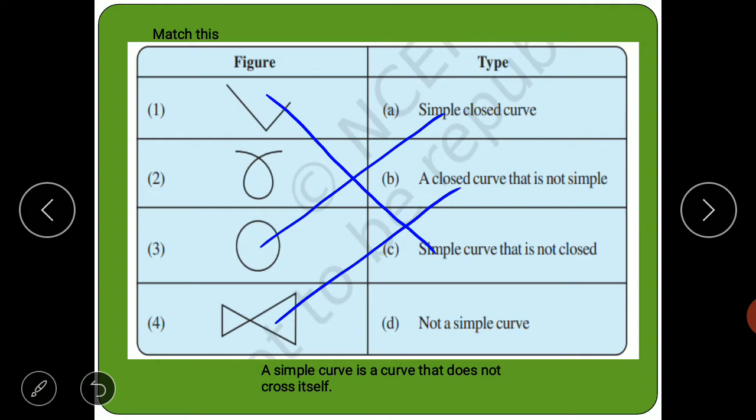Is it or not? It's an open curve and not a simple curve. This is not a simple curve because it is crossing, you can see that intersecting, so not a simple curve. So finally we conclude, a simple curve is a curve that does not cross itself. Simple curve means what? Does not cross itself.